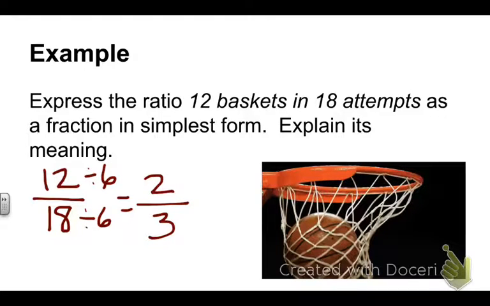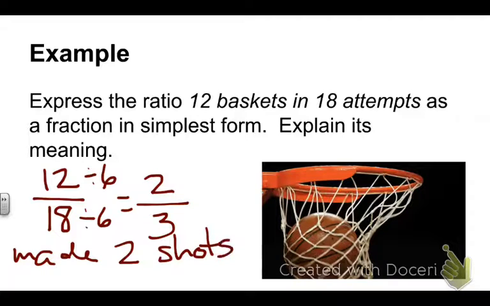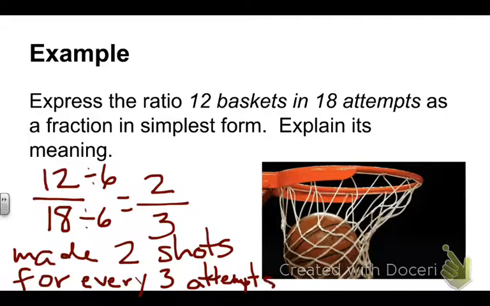So what that means is that for every 3 shots attempted, she made 2 of them. So she made 2 shots out of every 3. So we can even write that. Wow, that's sloppy handwriting. Made 2 shots, and you know a shot is a basket. Made 2 shots for every 3 attempts or tries. Okay?